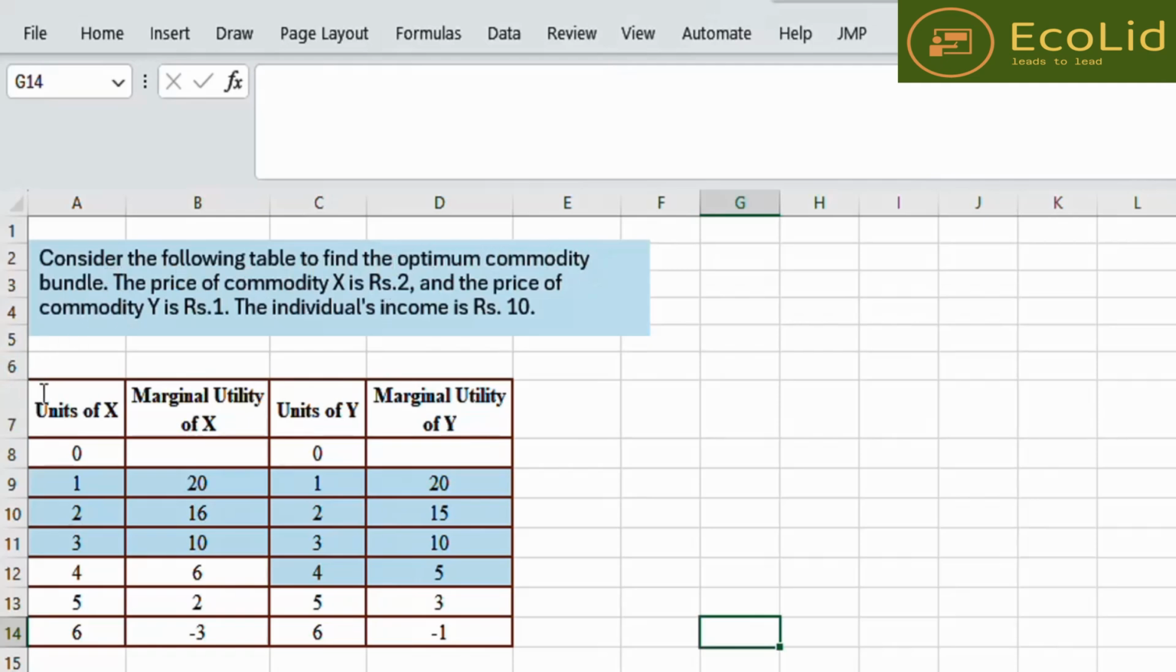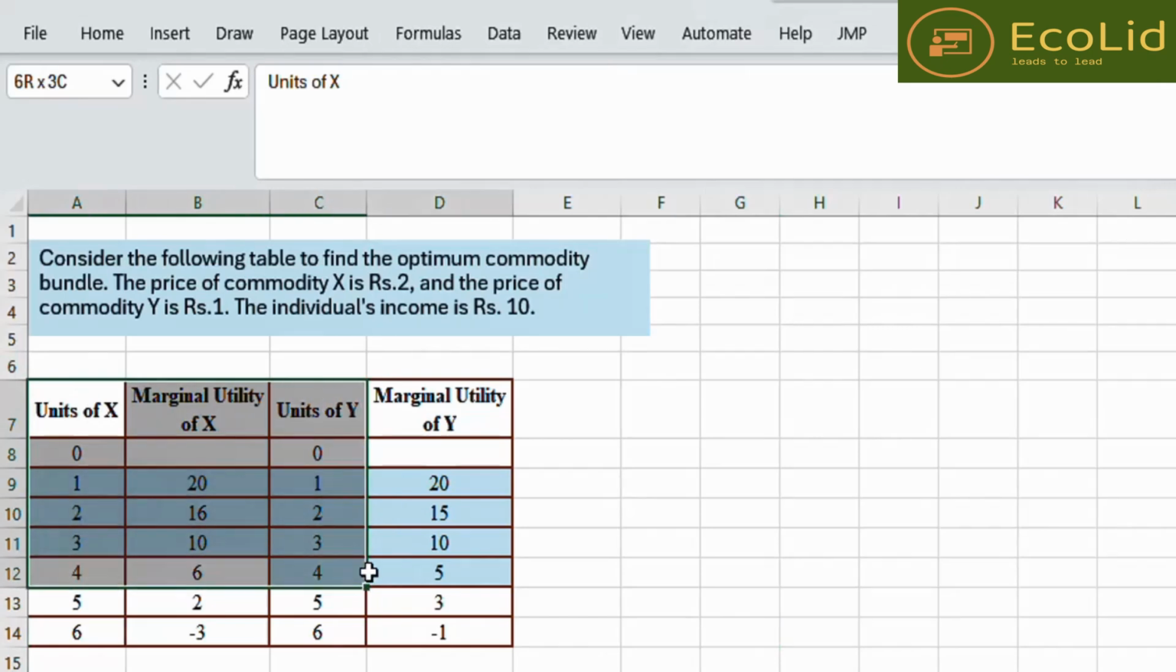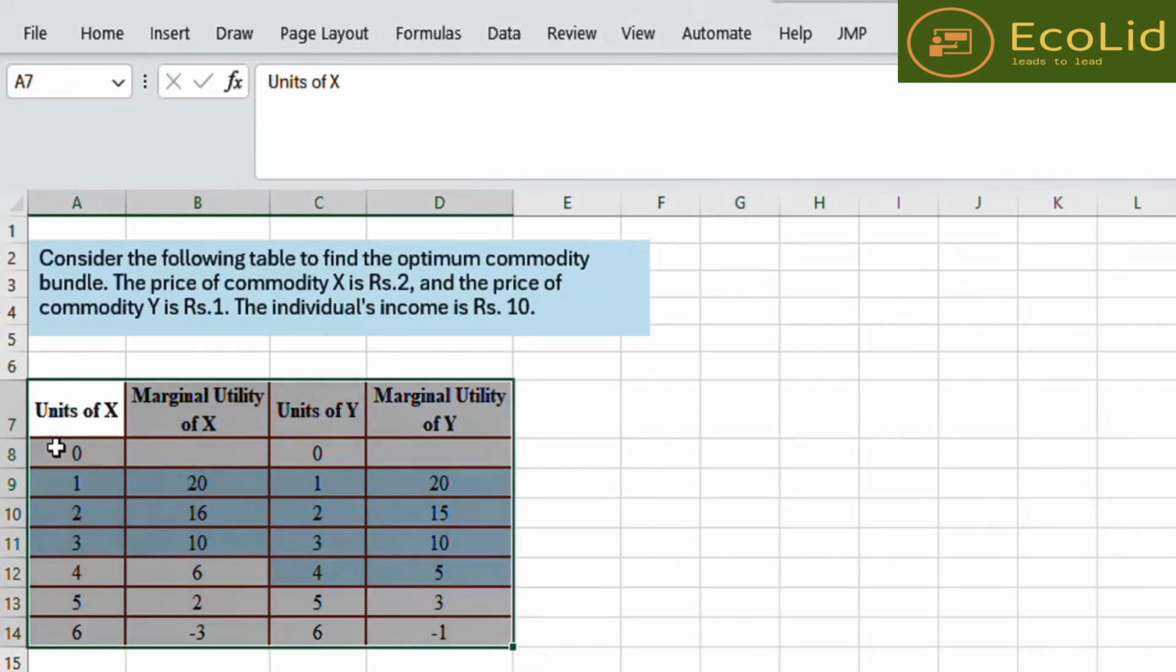So here this table is given where we have the information on the units of X and the marginal utility of the commodity X. Also we have the information on the units of Y and the corresponding marginal utilities of the commodity Y. So by using this table we need to find out the optimum commodity bundle.